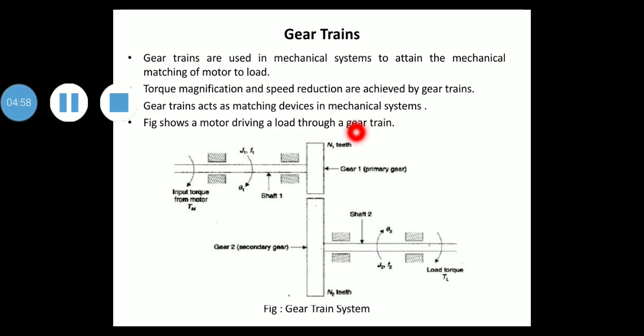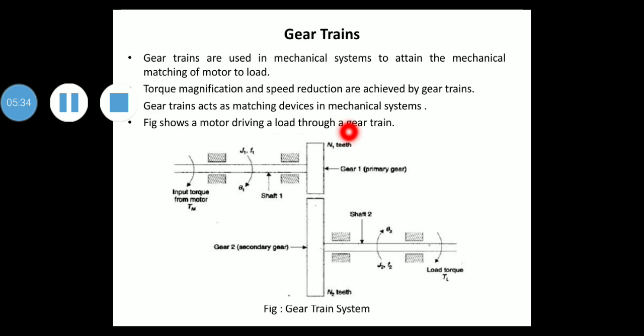This is gear 1, this is gear 2. Gear 1 is called the primary gear and gear 2 is called the secondary gear. These two gears are coupled together. This is the load and this is the motor. The motor has to drive the load through this gear train of two gears, the primary gear and the secondary gear.